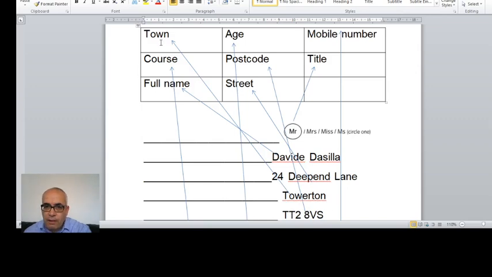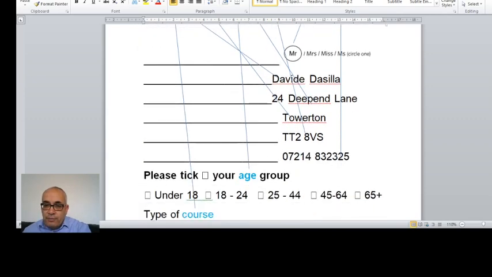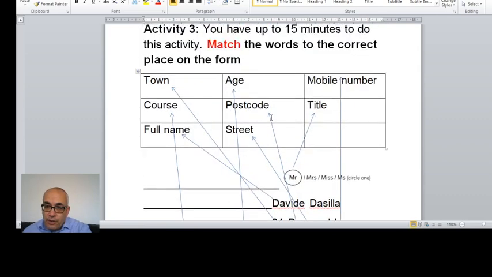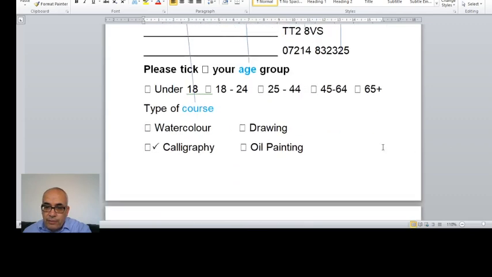TT28VS. Full name is David Da Silva, Street 24, Deep End Lane. Mobile number, I match it. Now age, I write age and then I match it with age. And again course here, type of course. I write course and match it with course.